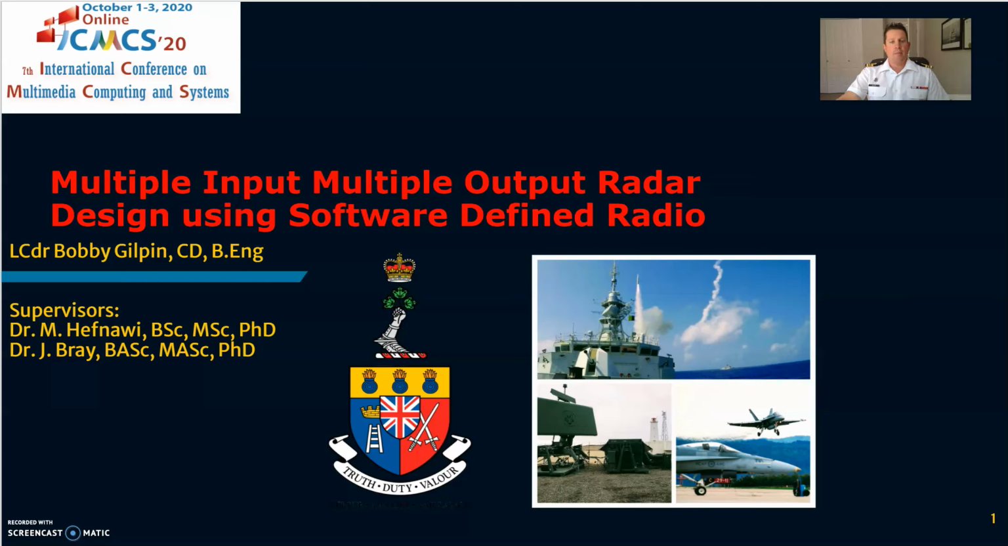Good afternoon. My name is Lieutenant Commander Robert Gilpin, and I'm a researcher at the Royal Military College of Canada. I'm a naval officer, and today we'll be presenting multiple input, multiple output radar design using software-defined radio. The supervisors for my research are Dr. Hefnaoui and Dr. Bray, both professors at the Royal Military College.